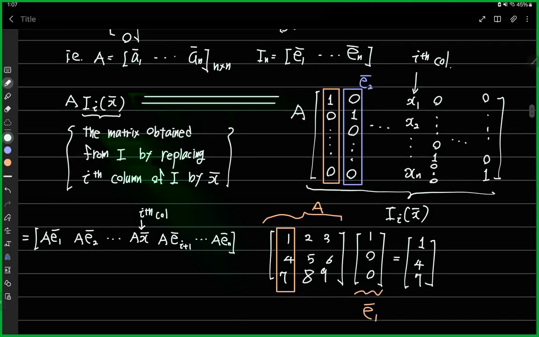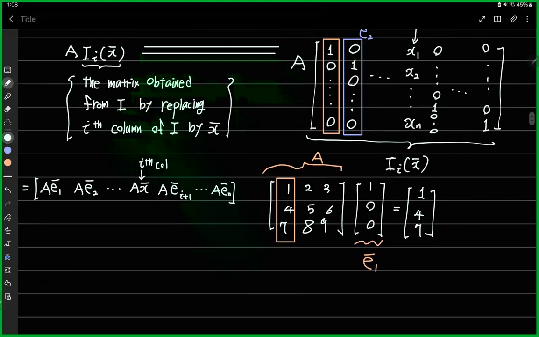All right, so A times that matrix I sub I of x bar, it turns out that matrix has columns like this: A times E1, A times E2, through the ith column, which is A times x, and then A times E sub I plus 1 through A times E sub N. Now we know that A times E1 is nothing but the first column of matrix A, so this is equal to A1. The second column is nothing but A2.